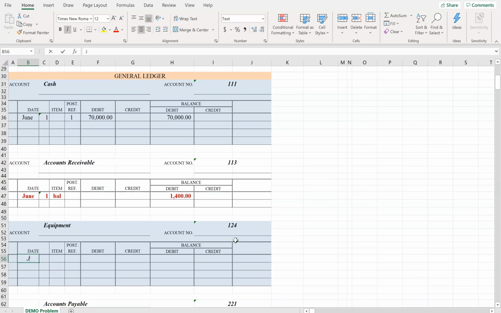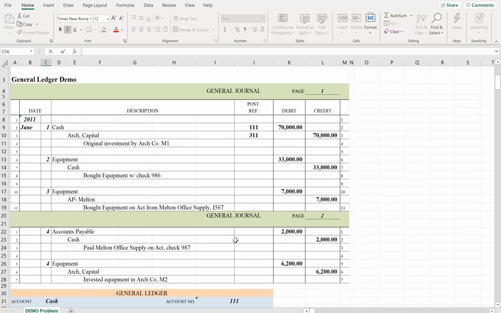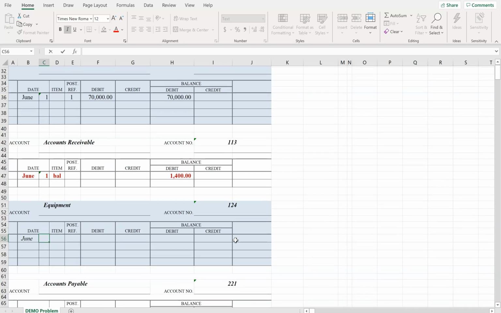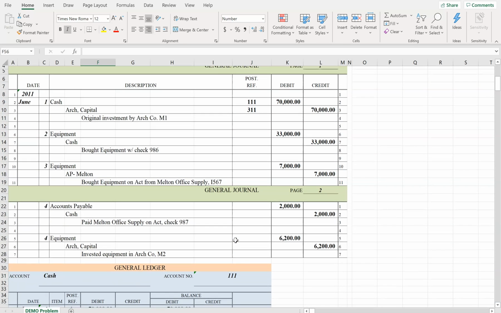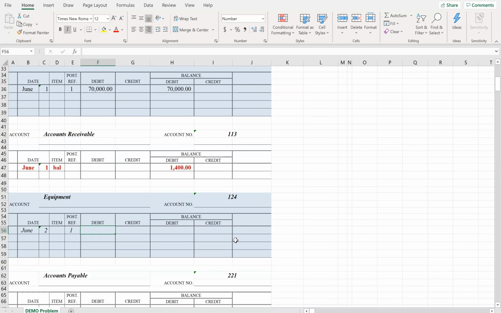And same thing, this is going to be June 1. Oh, I'm sorry, this is not actually the first, right? When did this transaction occur? The second. So June 2nd. Post reference is 1 because it's on page 1. It's a debit of $33,000. We update our balance.